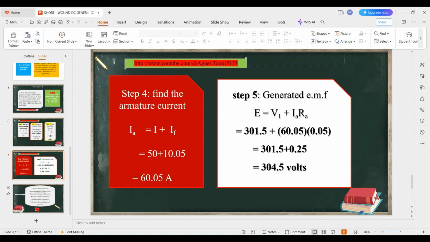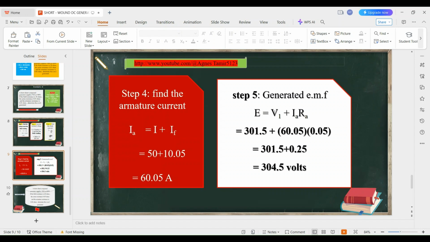And remember we said in the previous video that EMF is given by the terminal voltage plus the voltage across the armature winding. I have uploaded a video on the same, entitled mastering how to calculate EMF of a DC generator. You can search for that on YouTube, or just search for Agnes Tamir on YouTube and you'll find that video. It's video number 2 under DC machines.